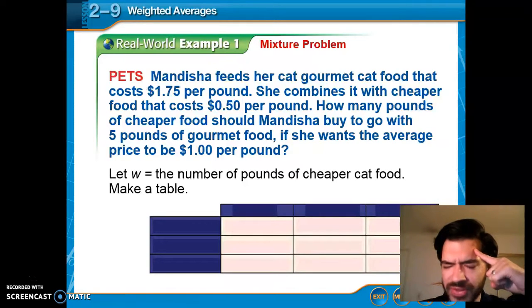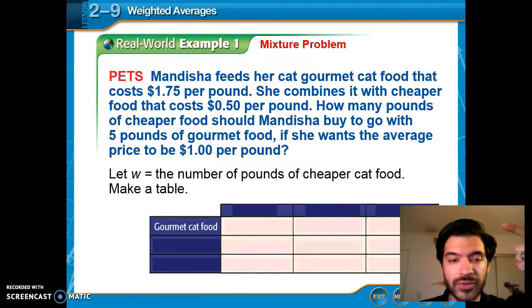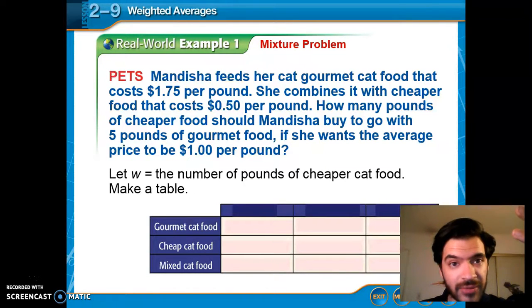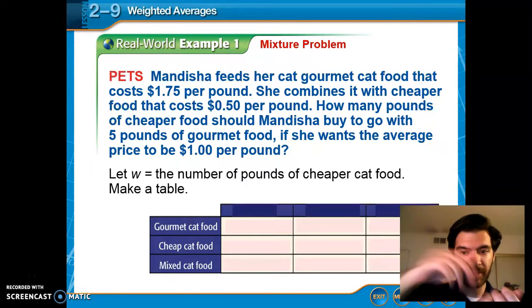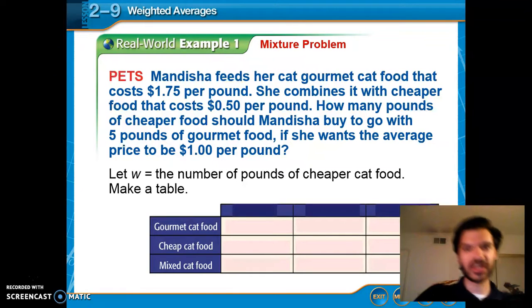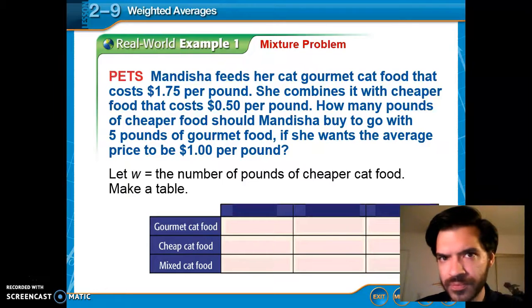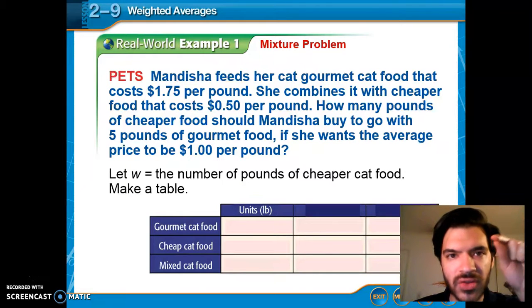So let's think about this. We have 3 different types of cat food. We have gourmet cat food. We have cheap cat food. And we have the mixed cat food, the mixture of it all. Does that make sense so far? We're putting a little of this and a little of this, and mixing it together. Mixing cat food.